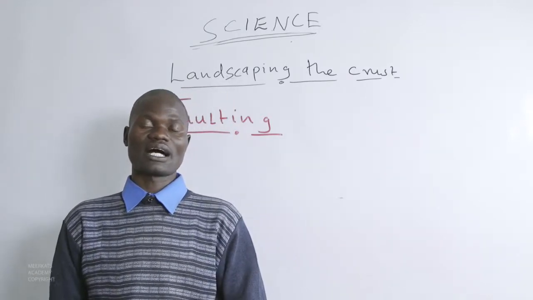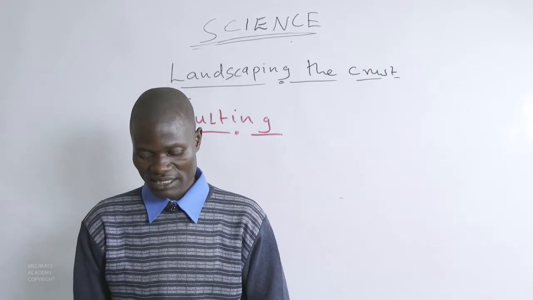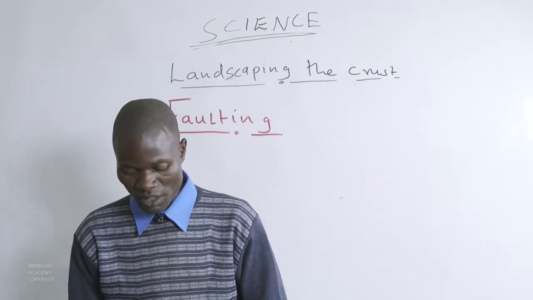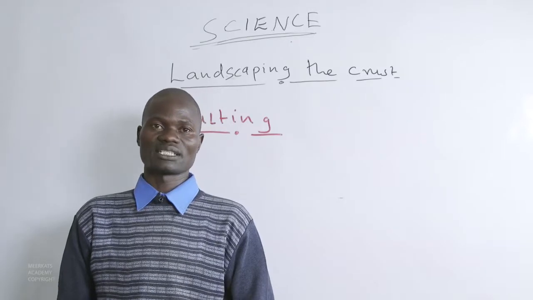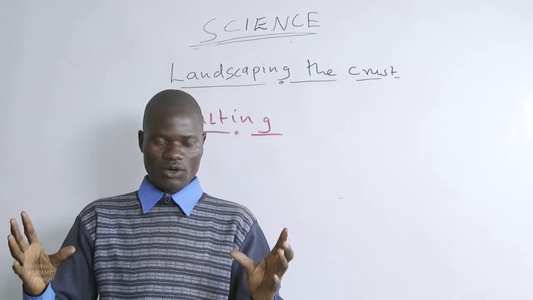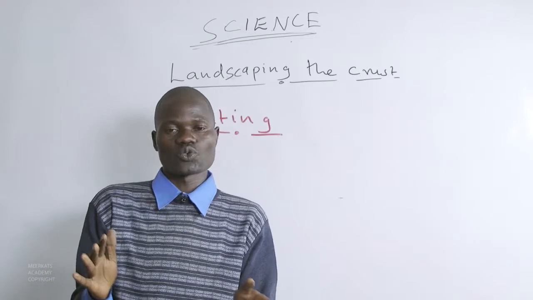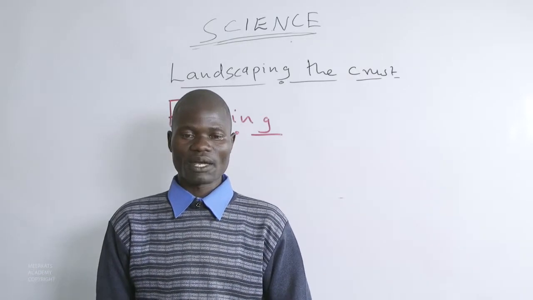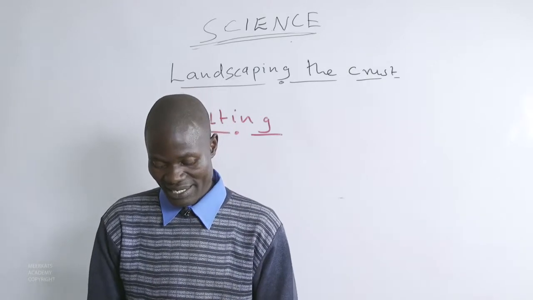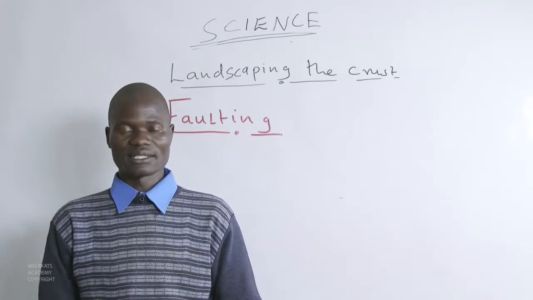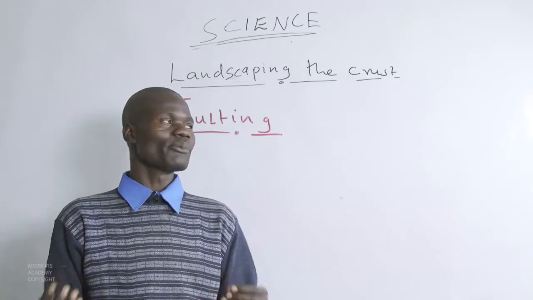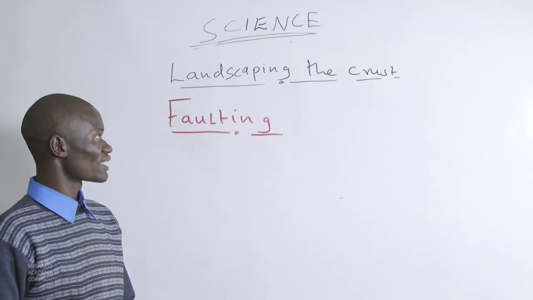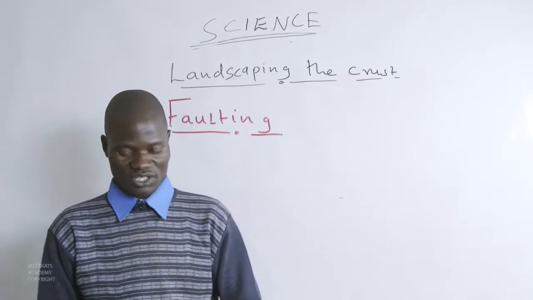Therefore, as these rocks are subjected to the processes of sedimentation and erosion, we see that it is the top layer of the earth's crust that is worn out. In the process of being worn out by erosion and weathering, this brings out a new figure of the earth's crust, and that is what we call landscaping.